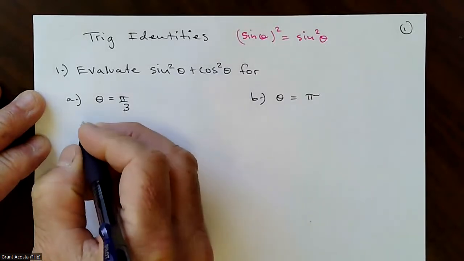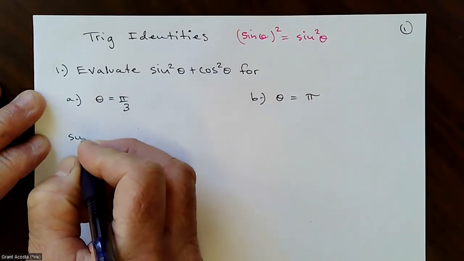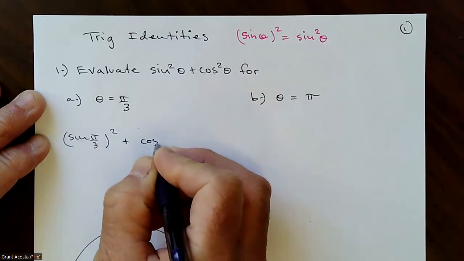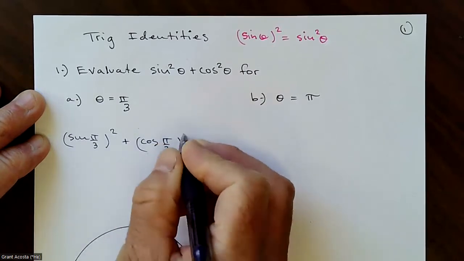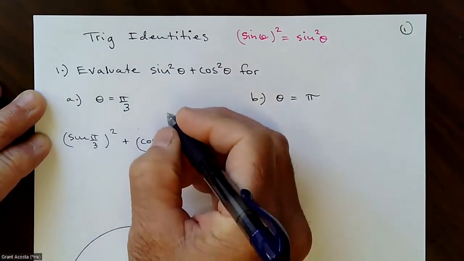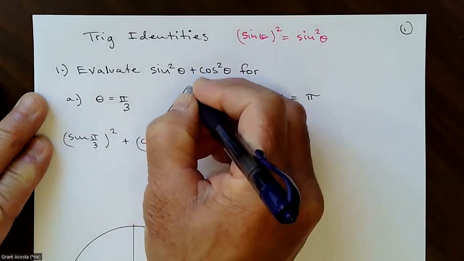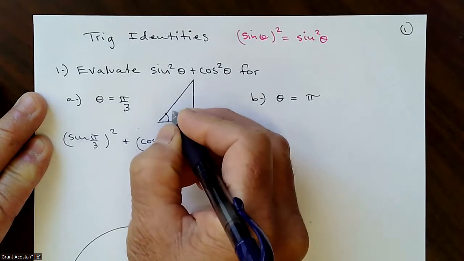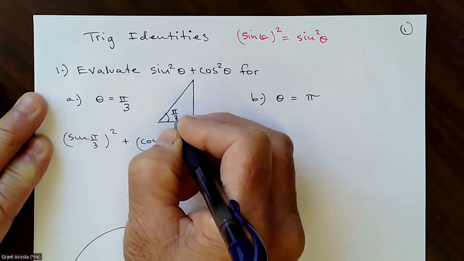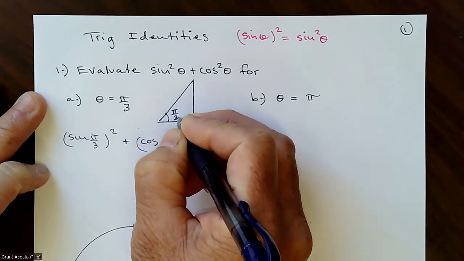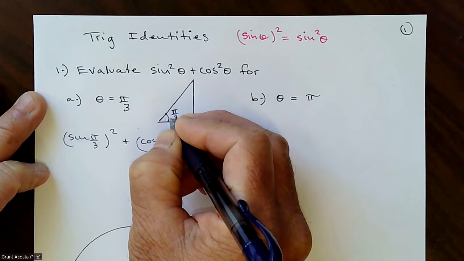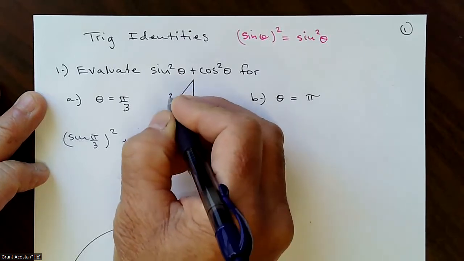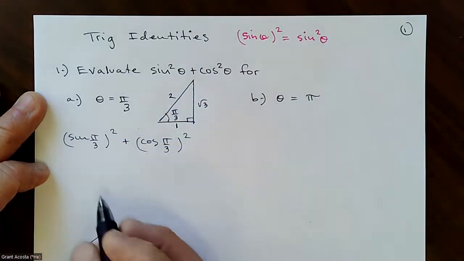So for pi over 3, we're going to take the sine of pi over 3, square that, plus the cosine of pi over 3, and square that. Pi over 3 is a special angle. So if you've been following along, you know we can use the triangle to evaluate the sine and cosine of pi over 3. Hopefully you're getting good at reconstructing this triangle. For pi over 3, the opposite side is root 3, the hypotenuse is 2, and this is 1.